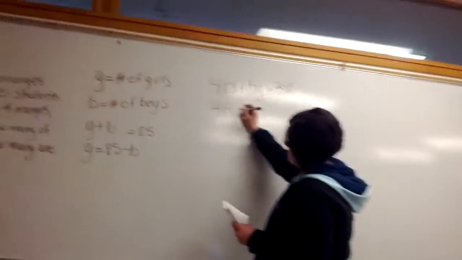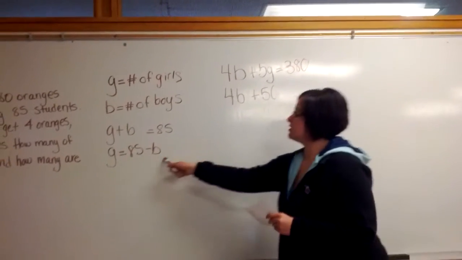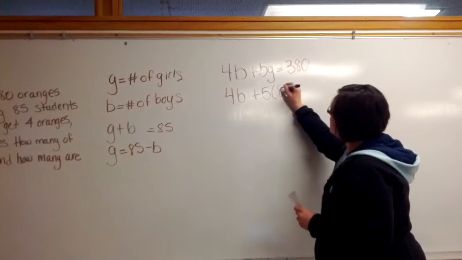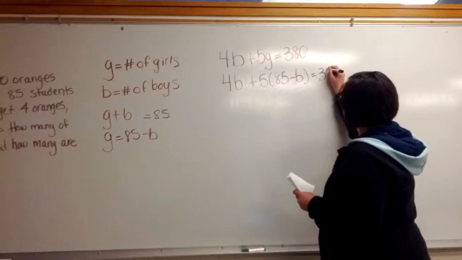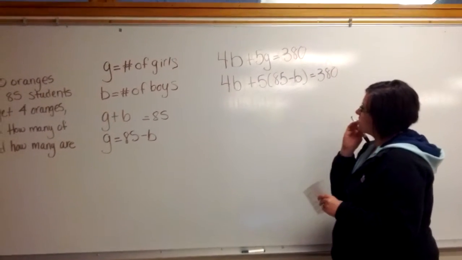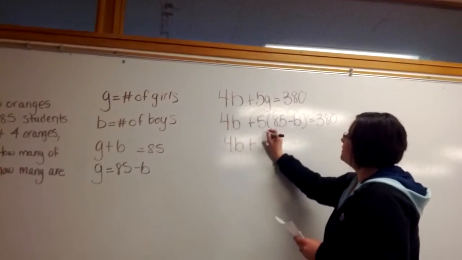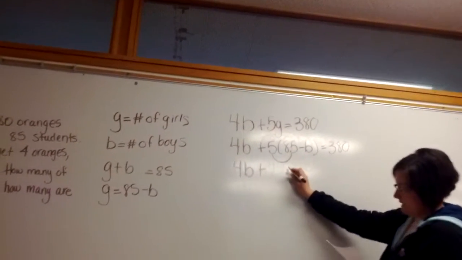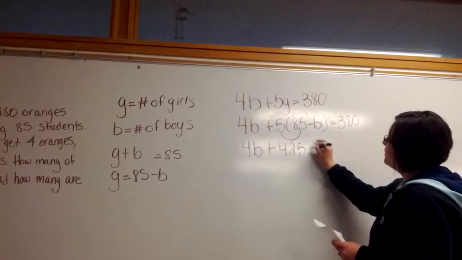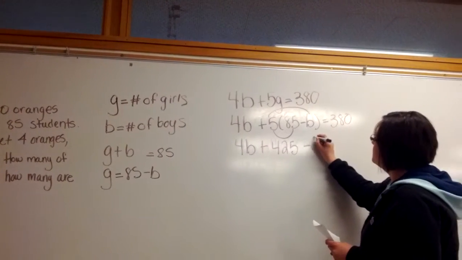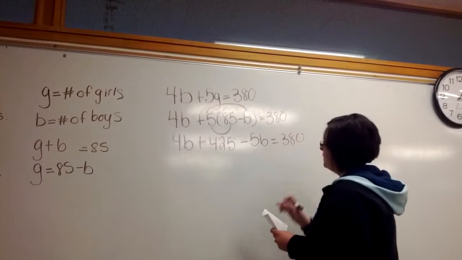So 4b plus 5, and you take that equation right here and put it here, which is 85 minus b, equals 380. And so now we just need to solve the equation, and you bring 4b down, and so 5 times 85 is 425 minus 5 times b, which is 5b, equals 380.